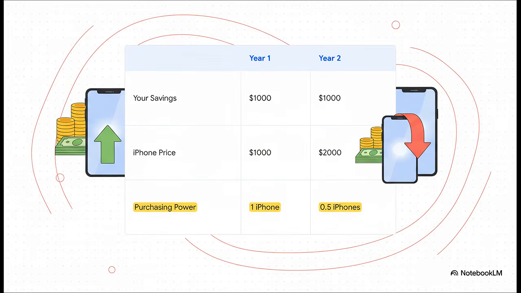Check out this simple example to see what I mean. Let's say you've saved up $1,000 and a new iPhone costs exactly $1,000. Perfect. Your purchasing power is one iPhone. But what if you wait a year? And in that year, inflation goes crazy and the price of that same iPhone doubles to $2,000. You still have your $1,000, but now it only buys you half an iPhone. That's your purchasing power, just gone.